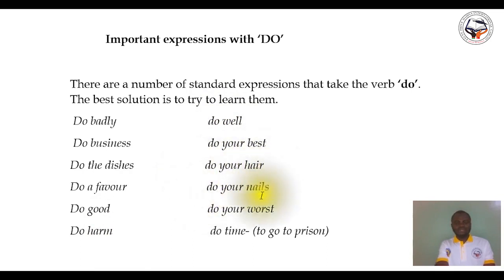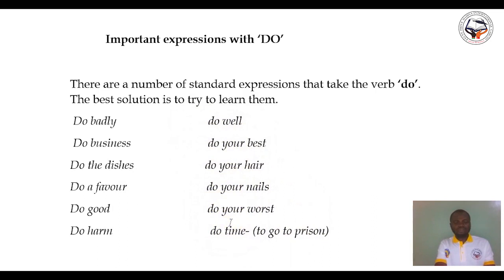Do your nails. Do your worst. Do time. That is to say, to go to prison if you want. Do time means to go to prison. Okay? As I was saying, these expressions used with do are particular. So the use of do here is very, very particular. There is no rule.